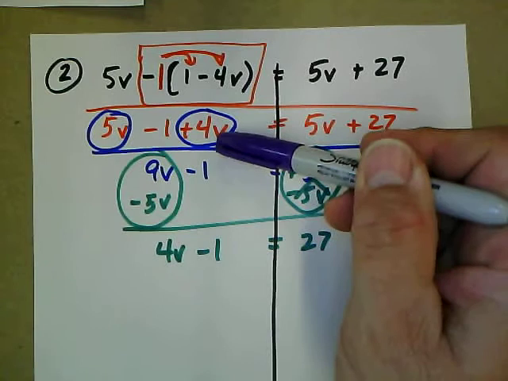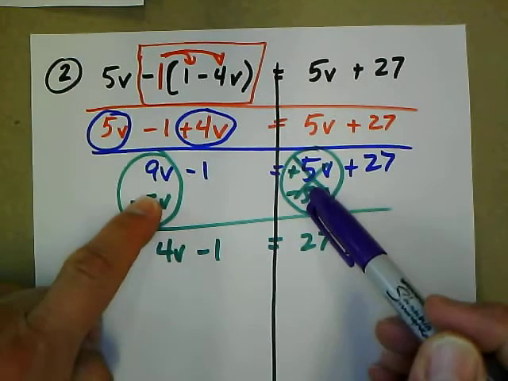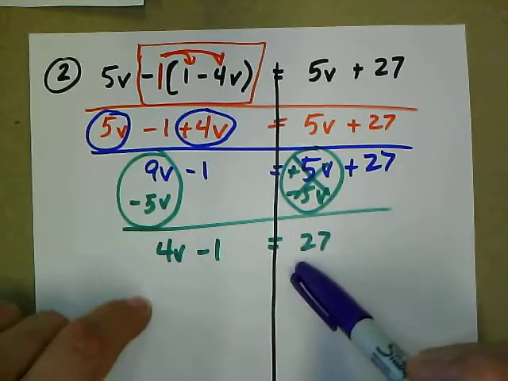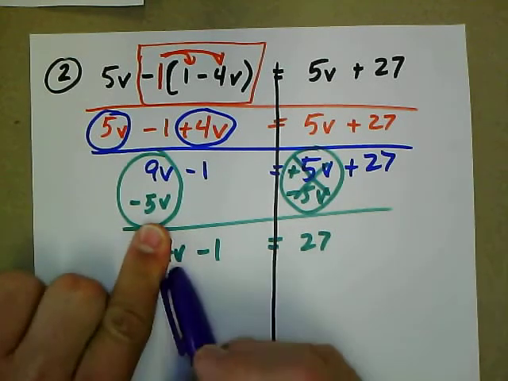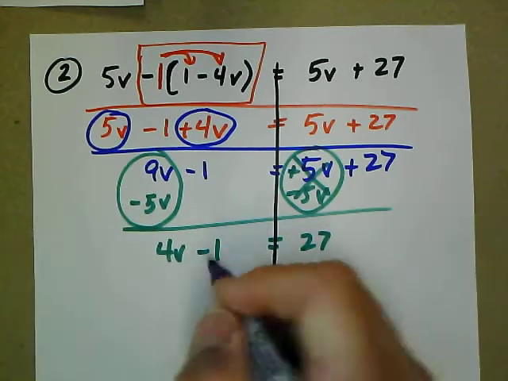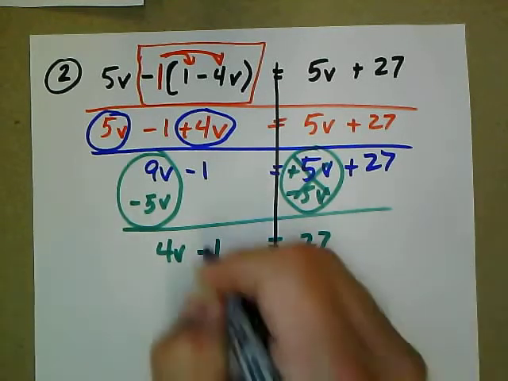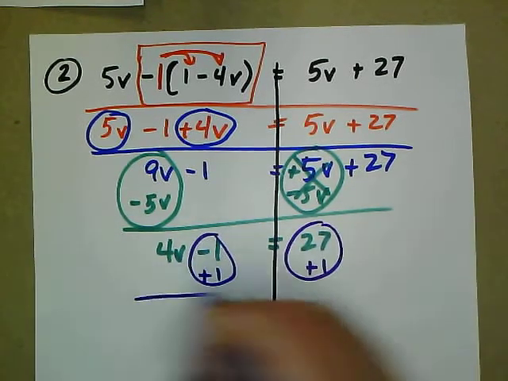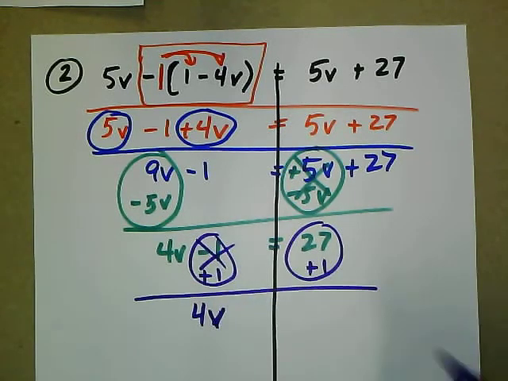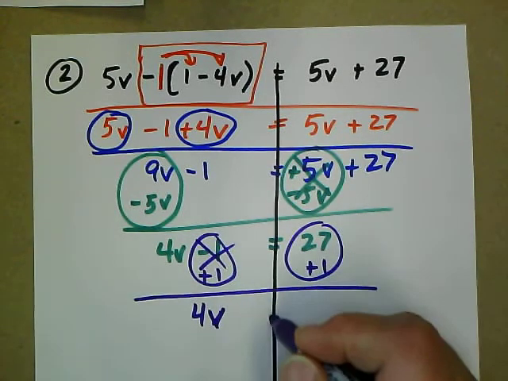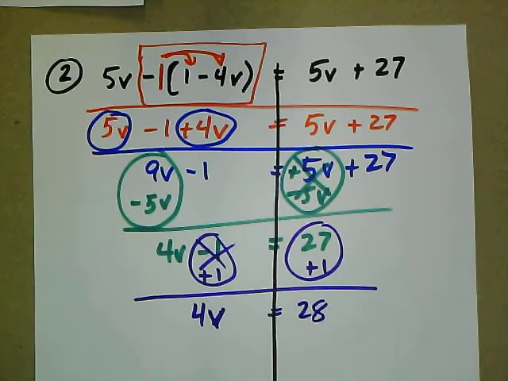So we distributed. We combined like terms. We got rid of the extra variable. Now we're going to get rid of what's added or subtracted to that v. There's the v. The 4 is attached to the v, so we know that's going to be last because we have v minus 1. So we're going to add 1 to both sides of the equation. Our 4v comes down. Our opposite operations are gone. 27 plus 1 is 28.